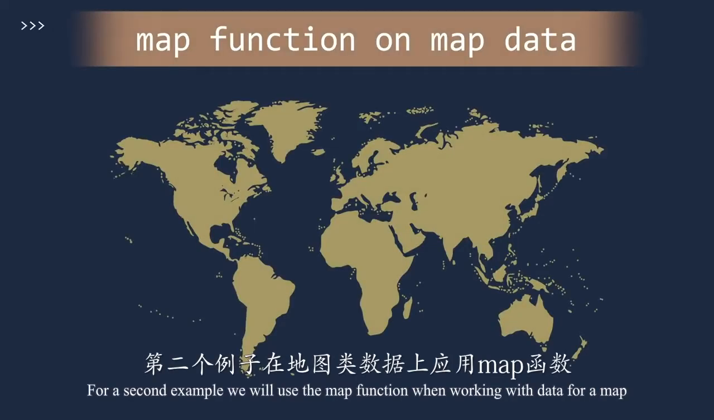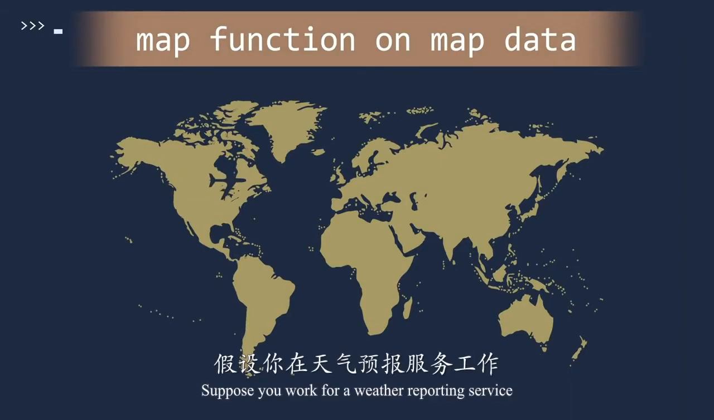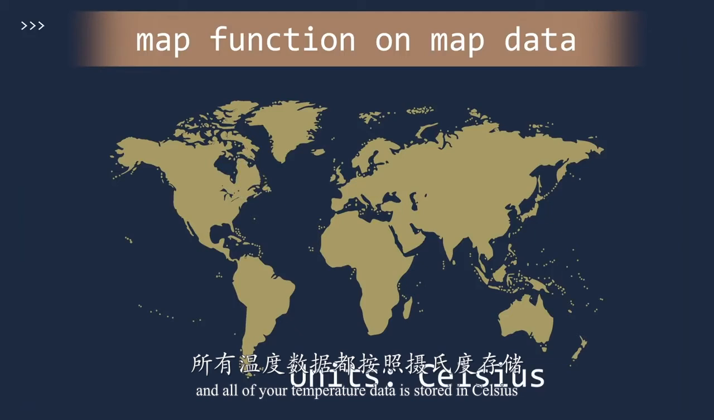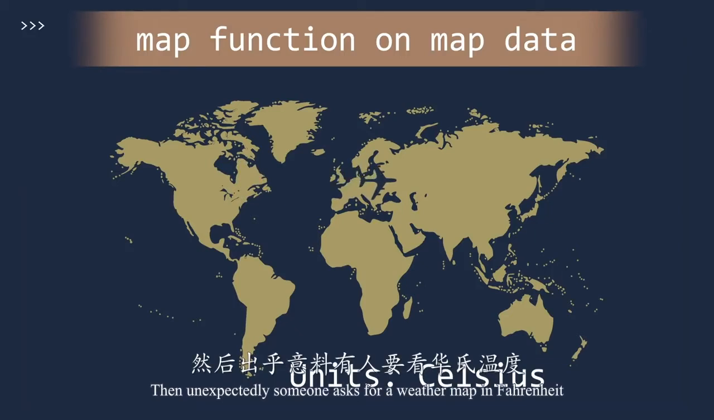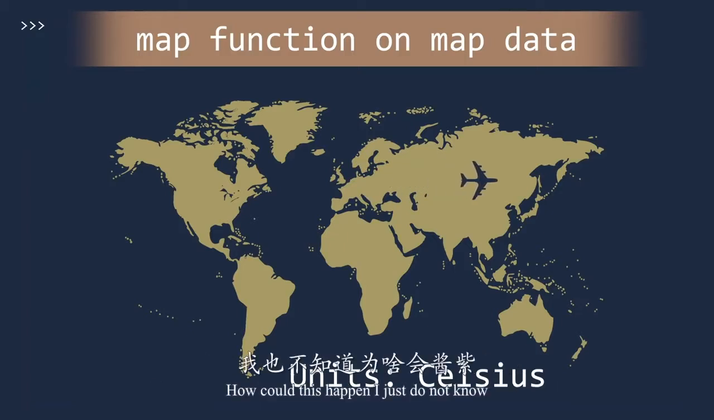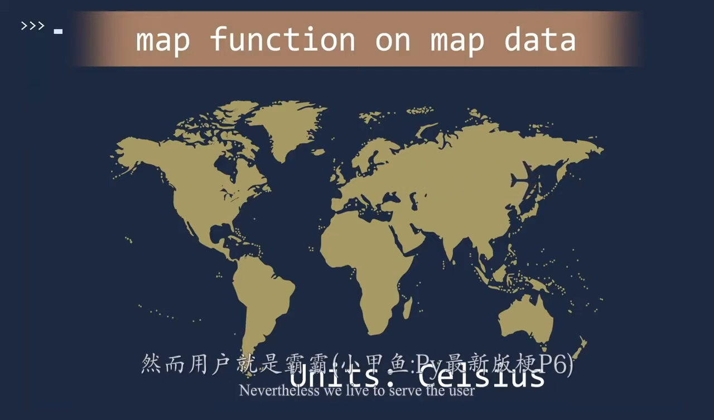For a second example, we will use the map function when working with data for a map. Suppose you work for a weather reporting service, and all of your temperature data is stored in Celsius. Then, unexpectedly, someone asks for a weather map in Fahrenheit. How could this happen? I just do not know. Nevertheless, we live to serve the user.